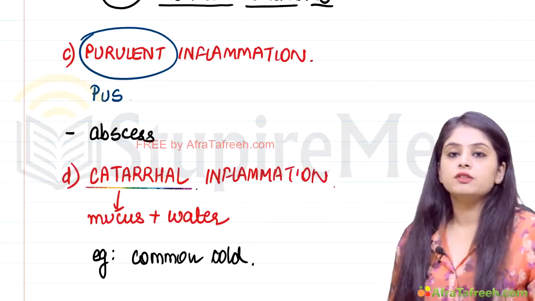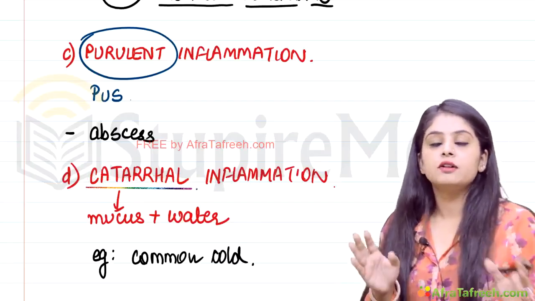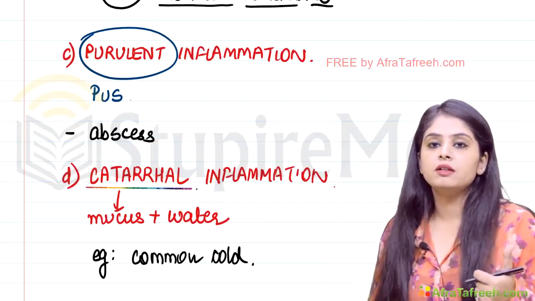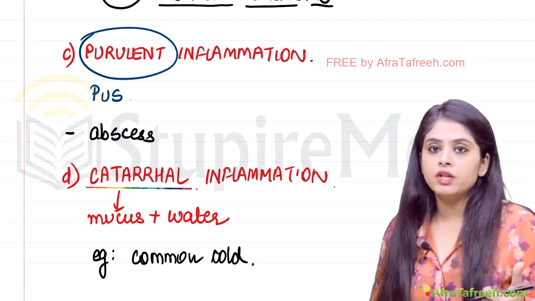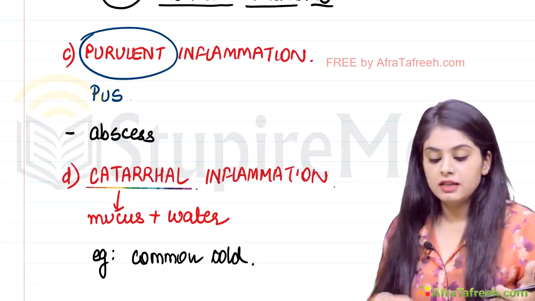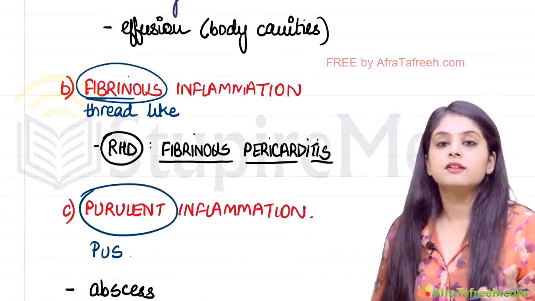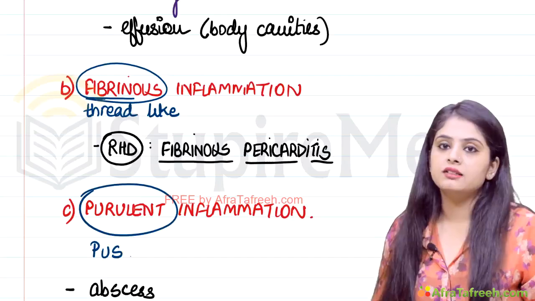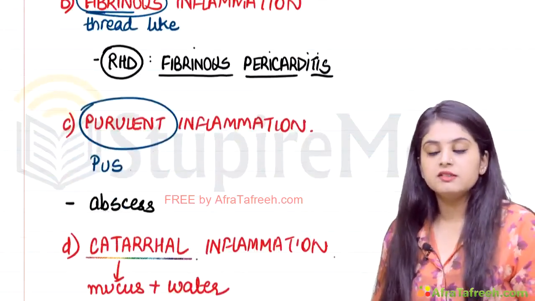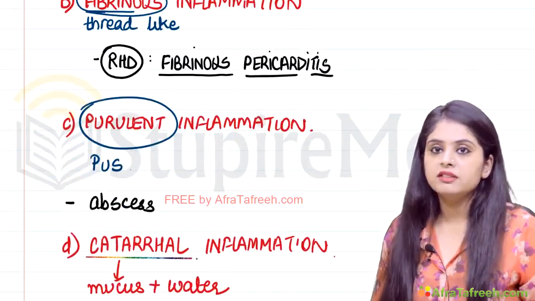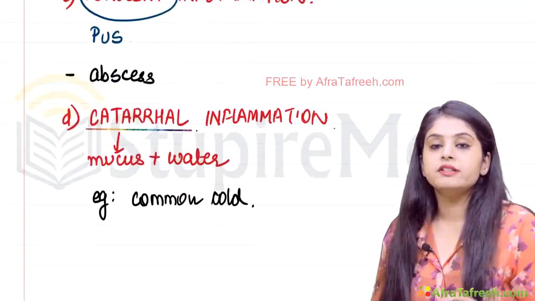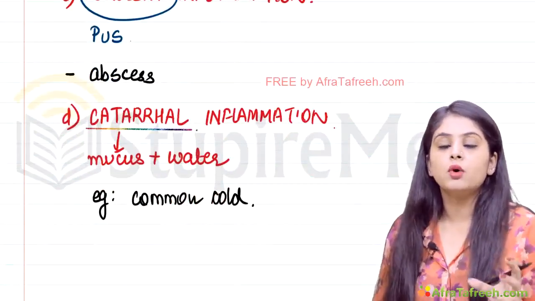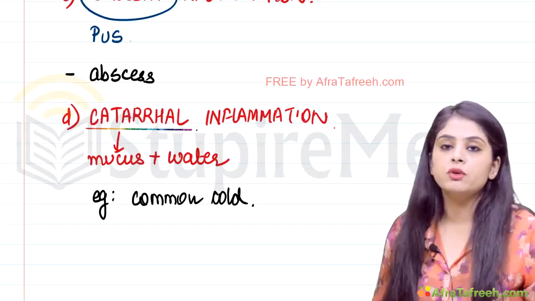So, students, on the basis of the fluid that is released, we have 4 categories. Number 1 was serous, watery, body cavities. Number 2 is fibrinous, fibrin, thread-like, rheumatic heart disease. Number 3 is purulent, means pus. Number 4 is catarrhal, means water and mucus, means common cold.